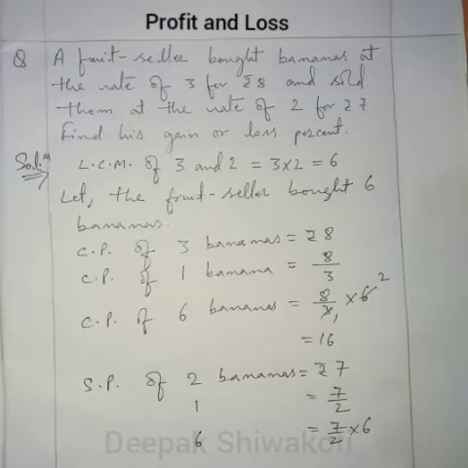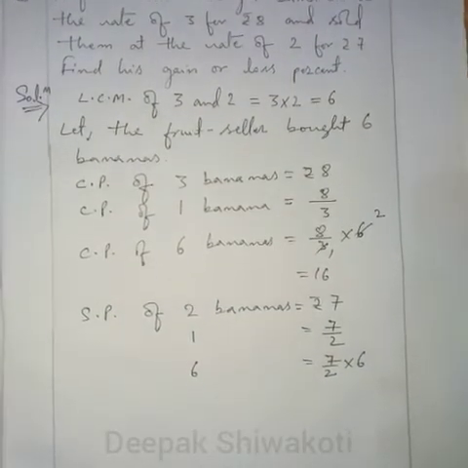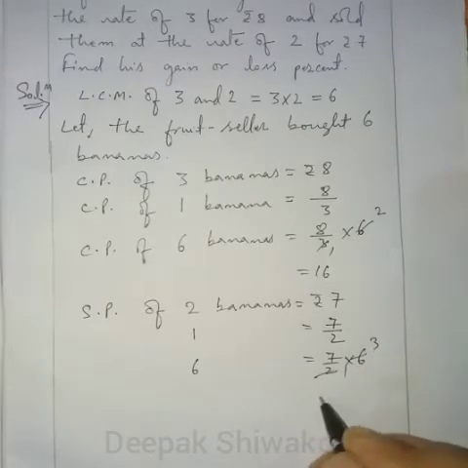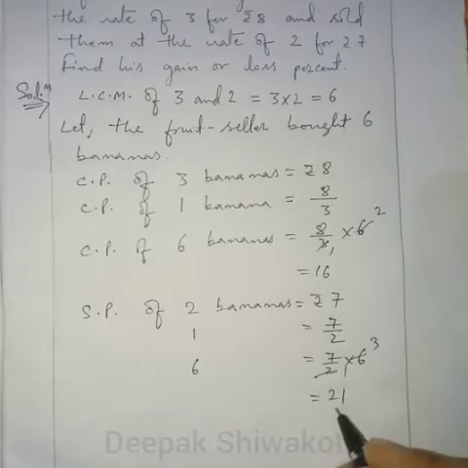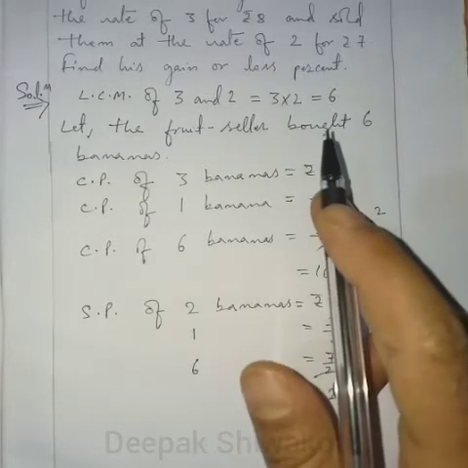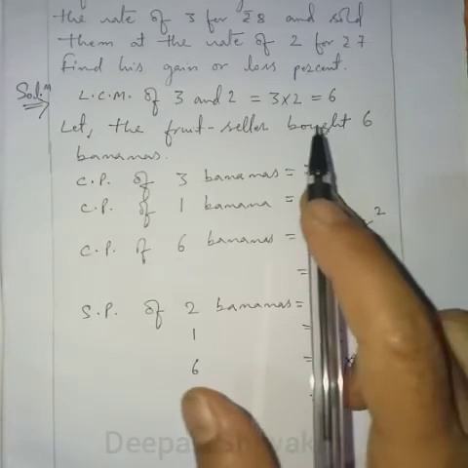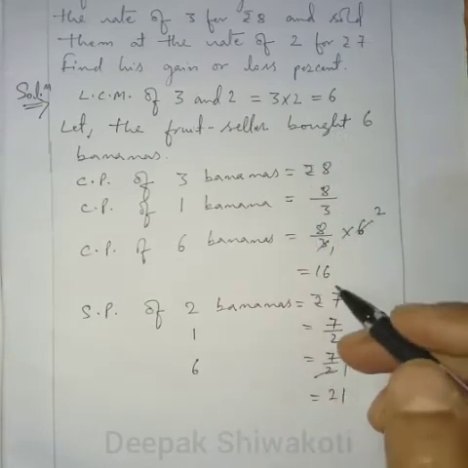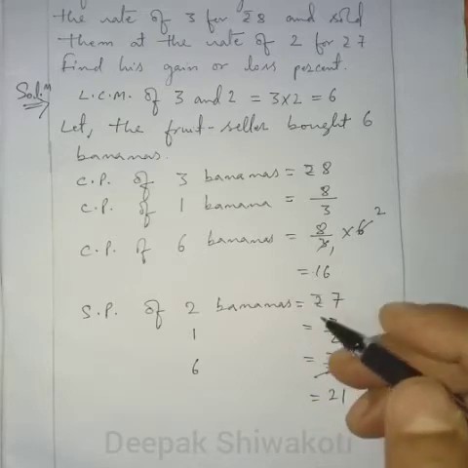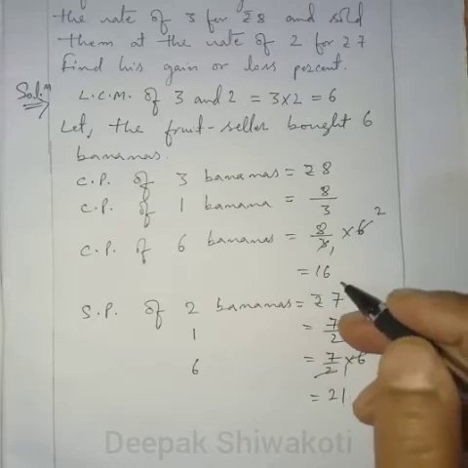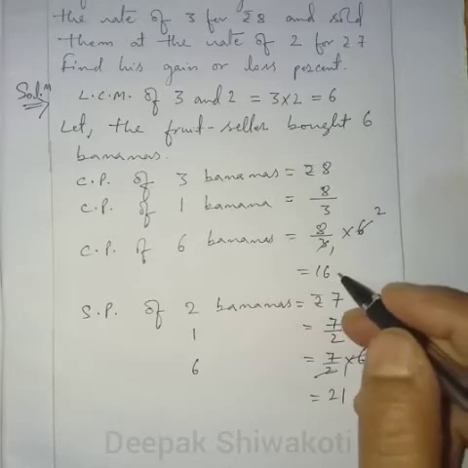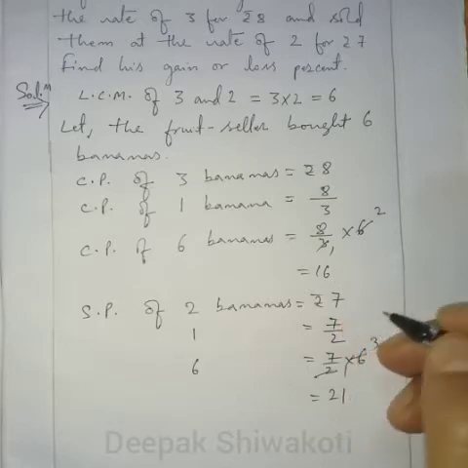Okay, so here we are going to get, cancelling 2, 3s are 7, 3s are 21. So selling price is 21 and cost price is 16 as per the given informations from the question: cost price is 16 and selling price is 21 for 6 bananas. Now we can decide whether he has got loss or gain. Okay, so CP is less than SP, that means he has gain.